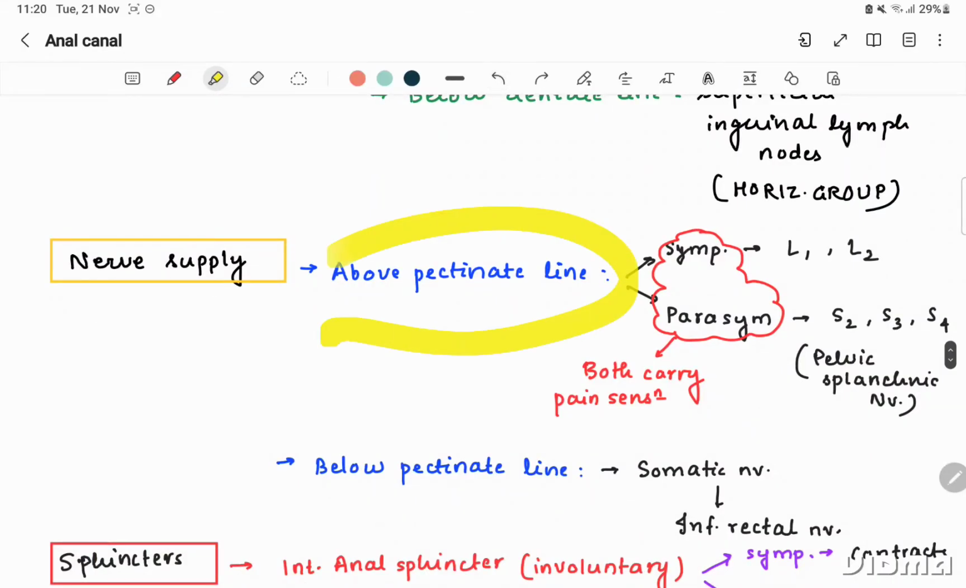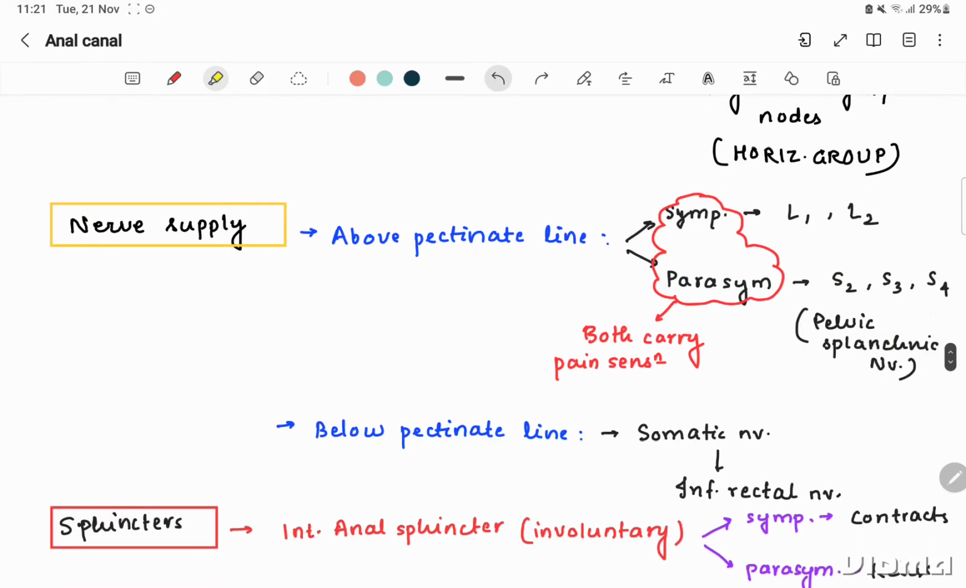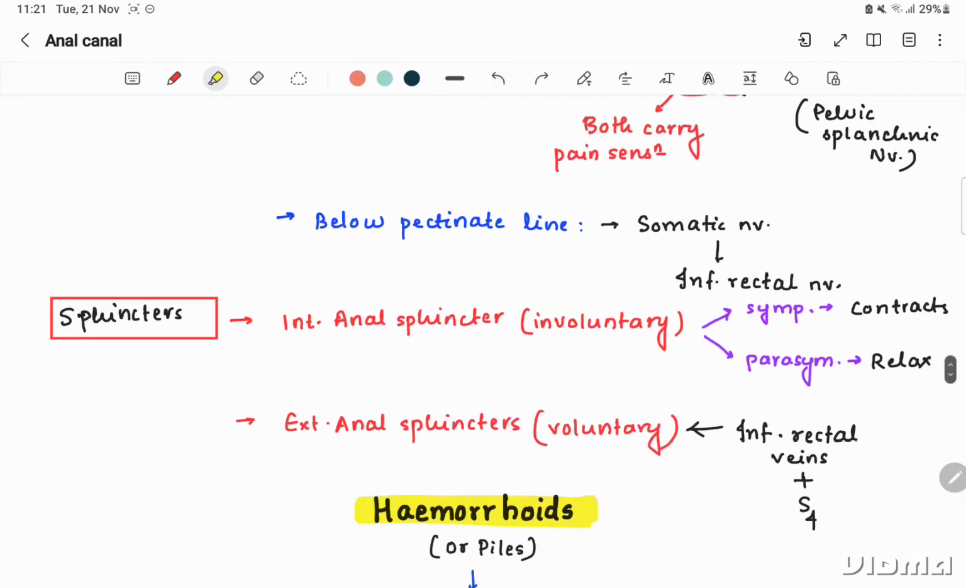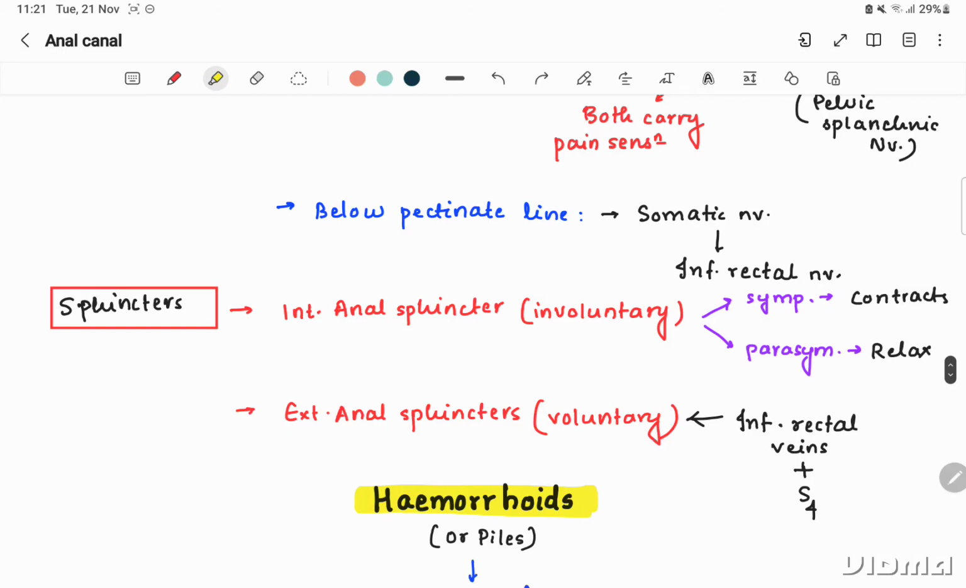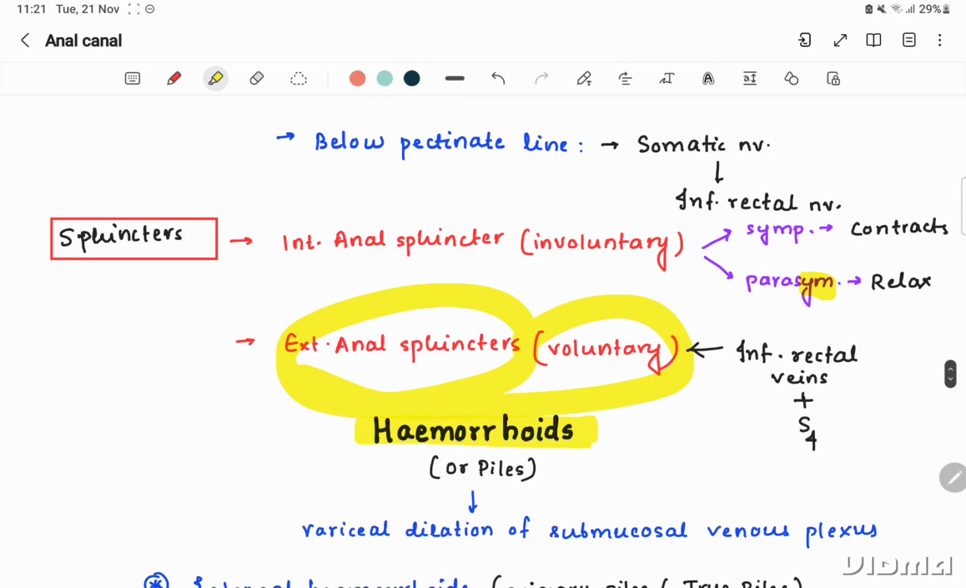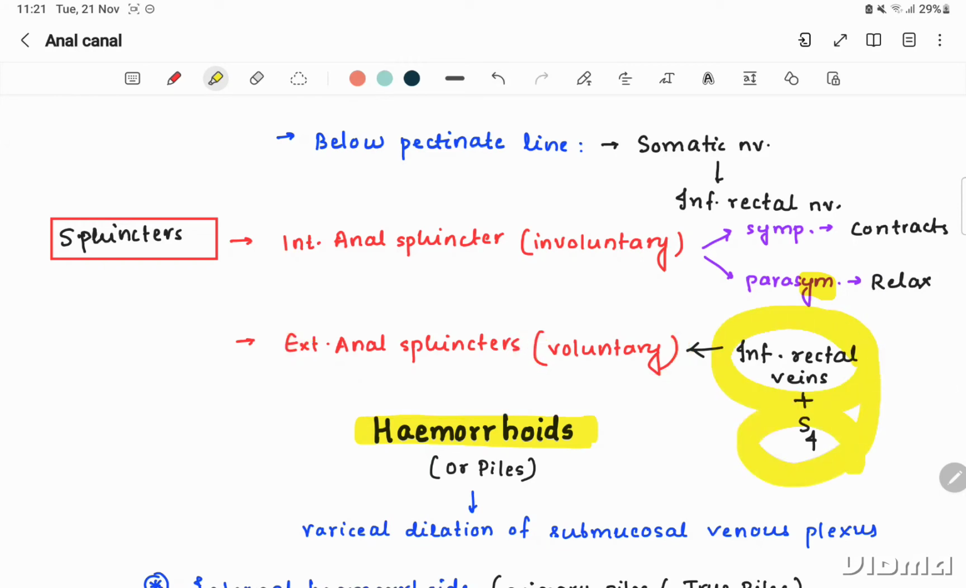Talking about nerve supply: above the pectinate line, you have sympathetic supply from L1, L2, and parasympathetic from S2 to S4, the pelvic splanchnic nerves. Below the pectinate line, the somatic nerve is the inferior rectal nerve. For the sphincters, the internal anal sphincter is involuntary: sympathetic supply makes it contract, and parasympathetic makes it relax. The external anal sphincter is voluntary, so it is supplied by the inferior rectal nerve plus S4.